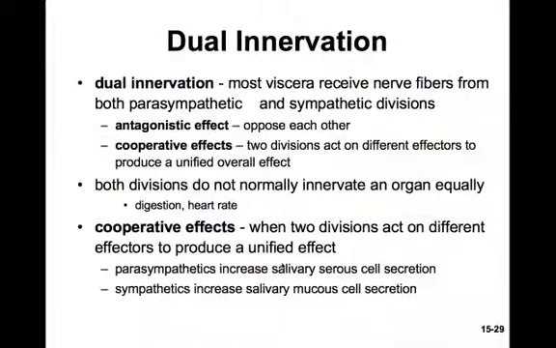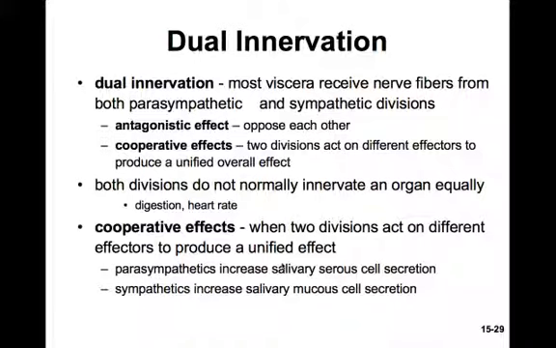In the case of cooperative effects, the two divisions act on different effectors to produce a unified overall effect. For example, in the production of saliva, the parasympathetics increase the salivary serous cell secretions, and the sympathetics increase the salivary mucus cell secretions, both of which are necessary components of saliva.